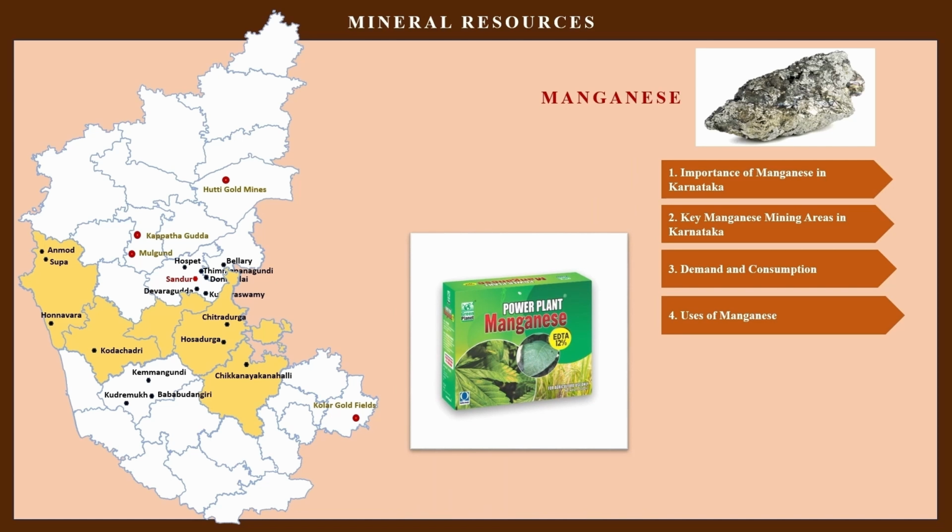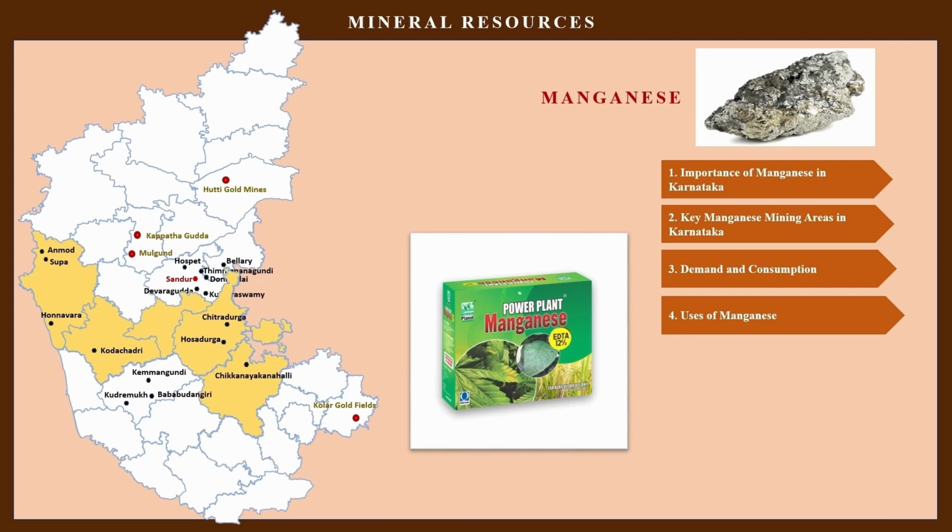Next, manganese is also used as a fertilizer. It is an essential micronutrient for plants, and its compounds are used in fertilizers to promote healthy plant growth. All right. So agriculture, battery, and steel production are some of the primary uses of manganese.